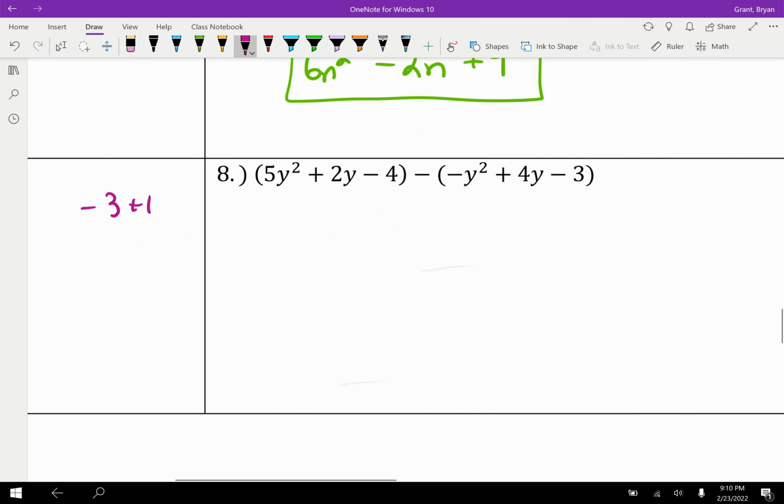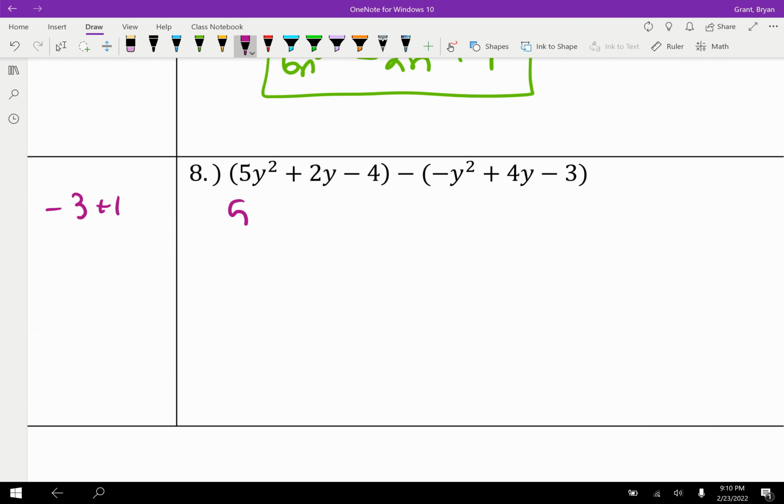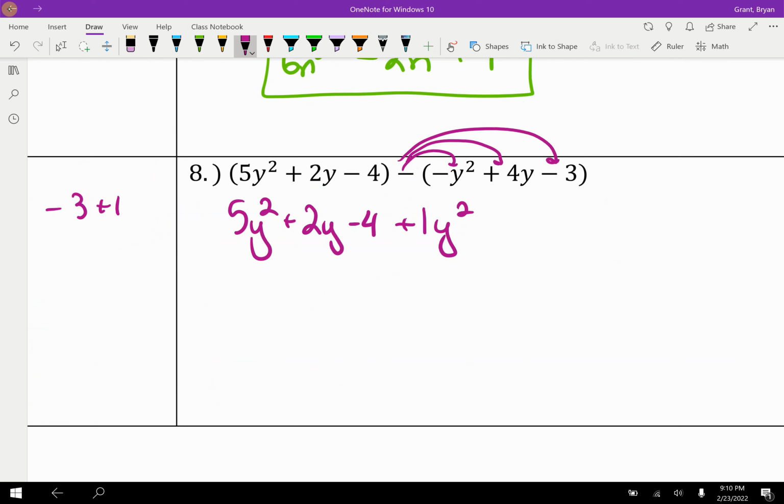Okay. Last but not least, I imagine we're getting the idea here. 5y squared plus 2y minus 4. And I'm just going to distribute the negative that's out front. Technically, there's a 1. I'm just trying to do it with a little less writing. Negative times a negative gives us a positive y squared. I'm going to put the 1. Negative times positive 4 is negative 4. Negative times a negative is a positive.